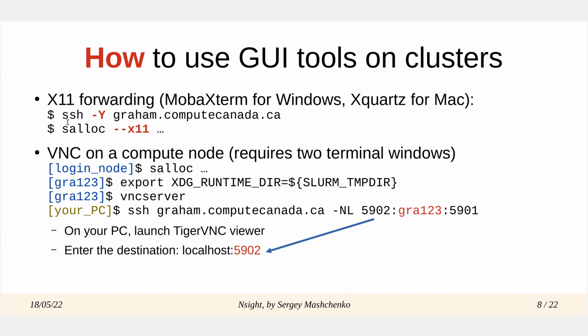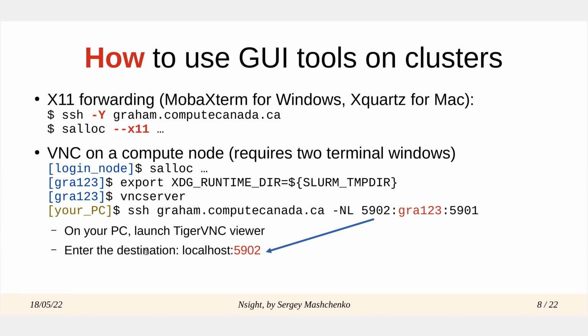So visually, X11 looks simpler. The only difference when you SSH to the cluster is that you have to add -Y to enable X11 forwarding. And then when you allocate a compute node on the cluster, you have to add --x11. Here, x is small. So it's simpler, but as I mentioned before, the X11 method is slower. You can try it, and if it works for you, you can use it. But in my experience, it's not very good. Instead, I suggest you use VNC for all your graphical user interface applications on our clusters.